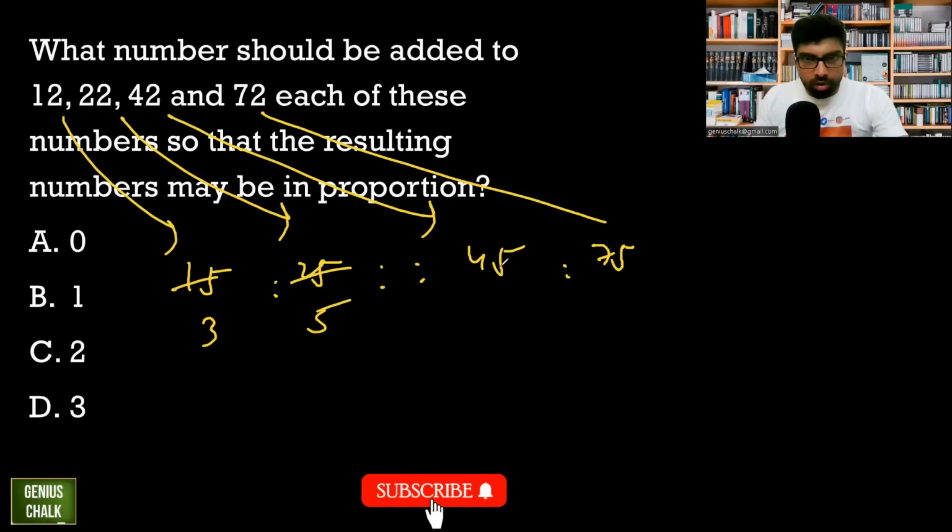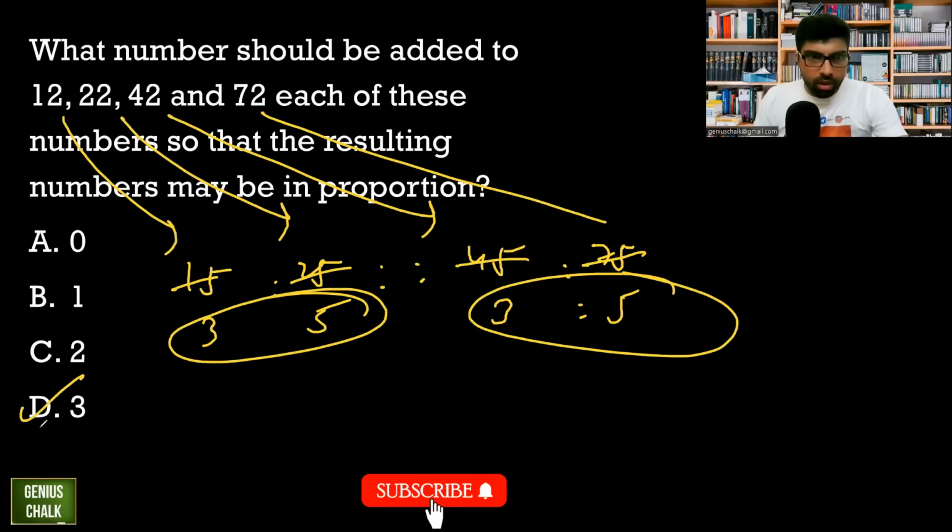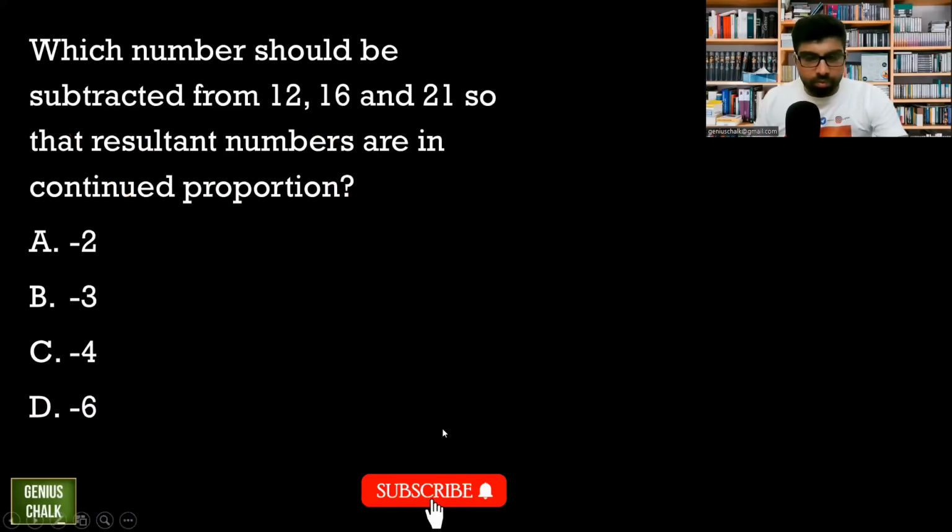5 3s are 15, 5 5s are 15. 3s and 5s are absolutely equal. So option 3 is absolutely correct answer. Next one, what number should be subtracted now? This logic will be same. So 12, 16, then 16 and 21.